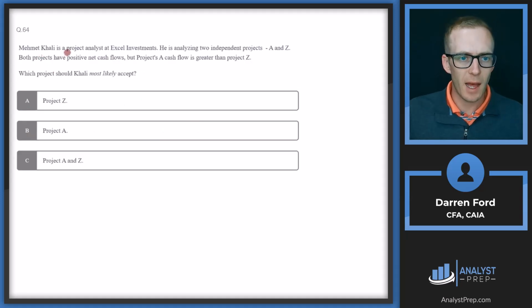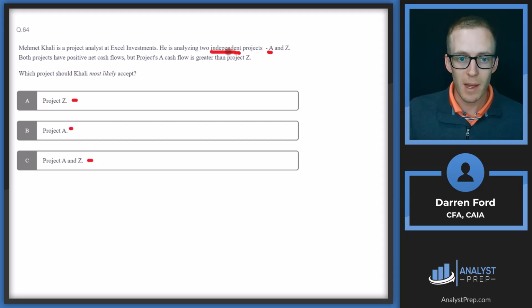Answer B. Mehmet Kali is a project analyst at Excel Investments. He's analyzing 2 independent projects, A and Z, and independent meaning they don't depend on one another. Like, I don't have to do project A in order to then complete project Z or vice versa. Both projects have positive net cash flows, but project A's cash flow is greater than project Z. Which project should Kali most likely accept? So we've got project Z, project A, or projects A and Z.